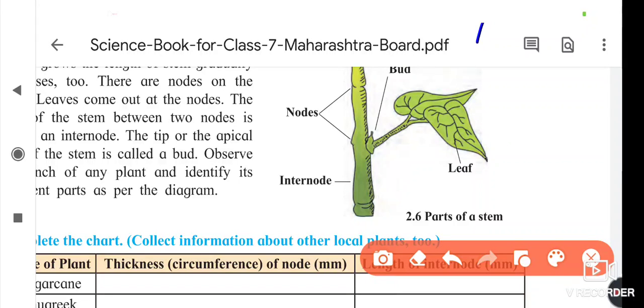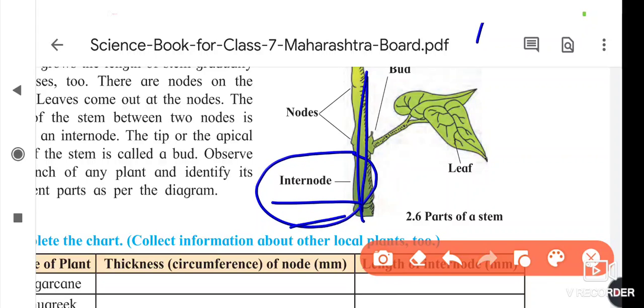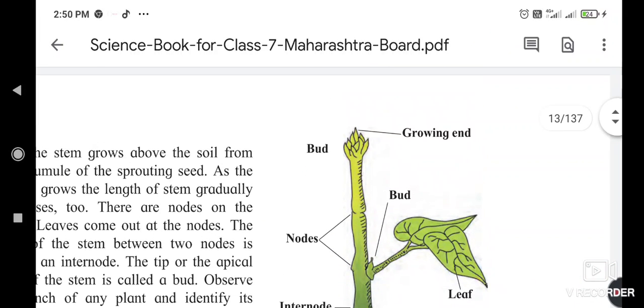Here we have an internode of a stem. This is the main part of a stem. This is the internode, and this is a node from which the leaves grow, and this is a bud from which a new branch gets started. These are leaves, where plants make their own food. This is the growing end, that is the bud.